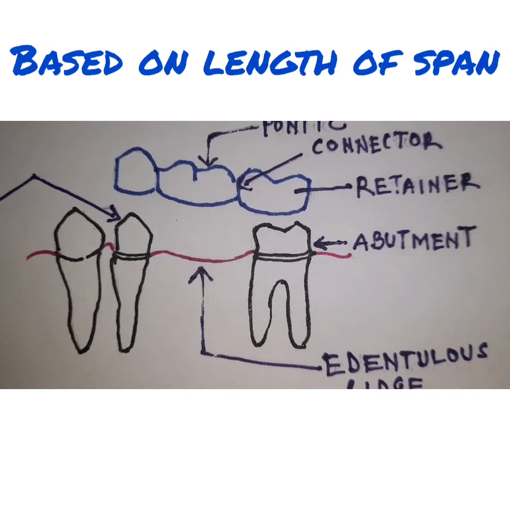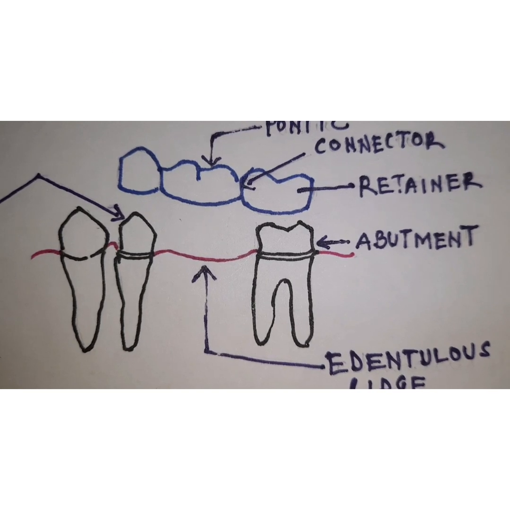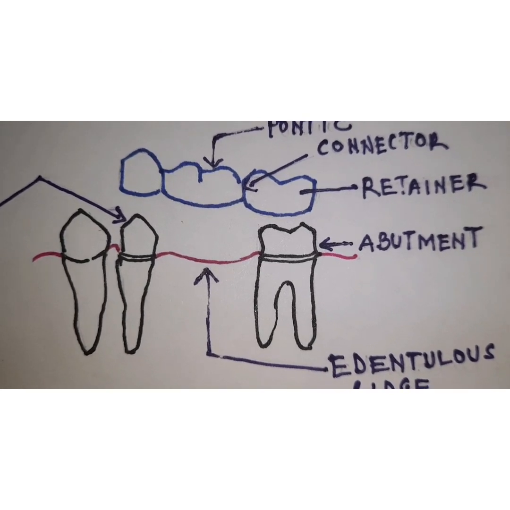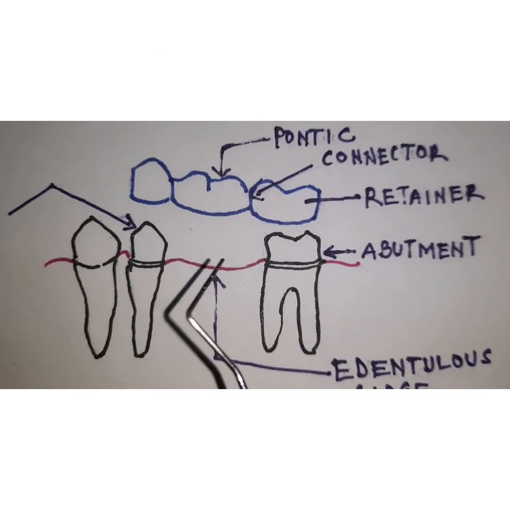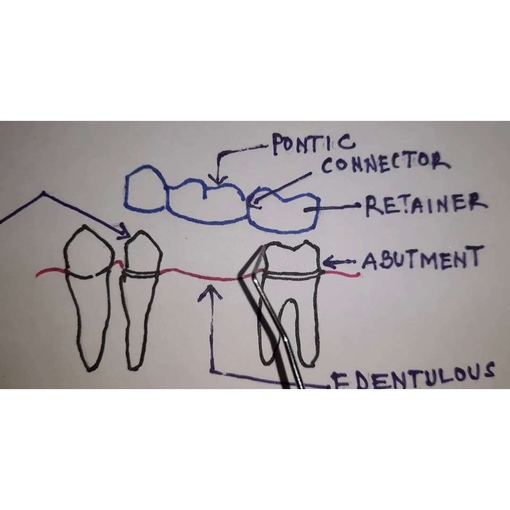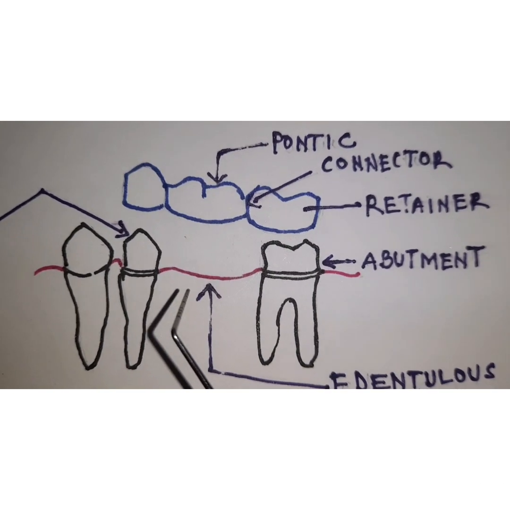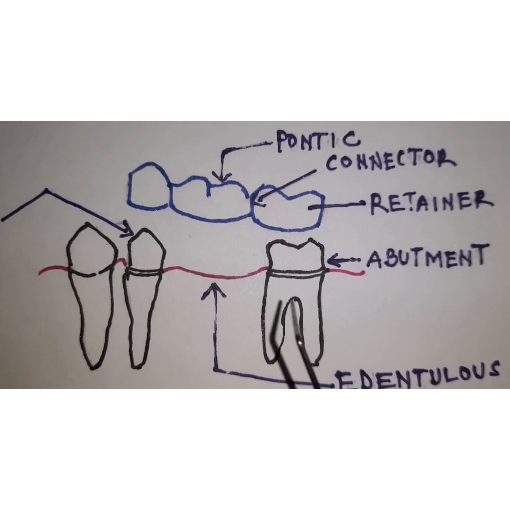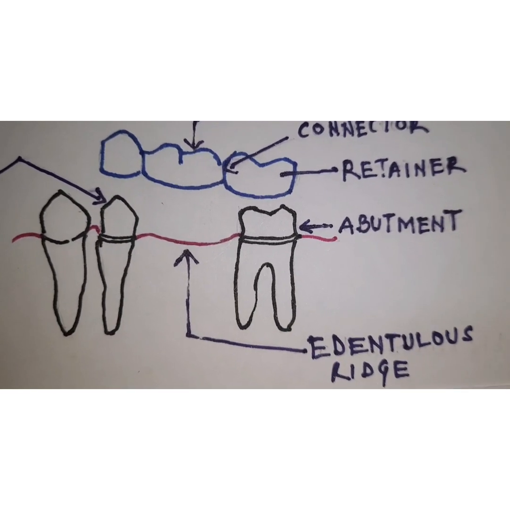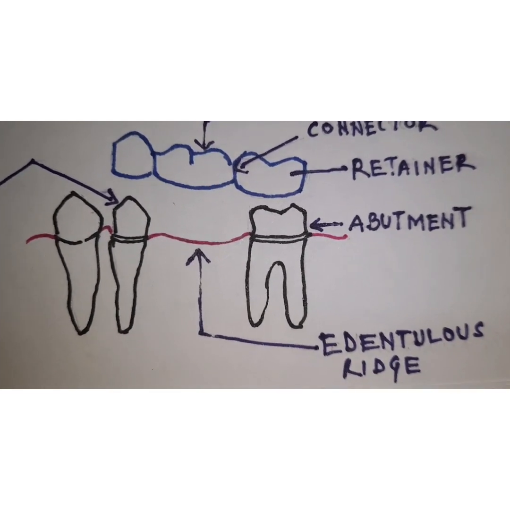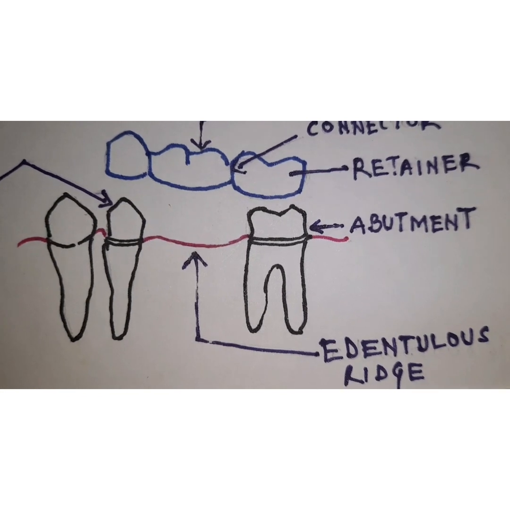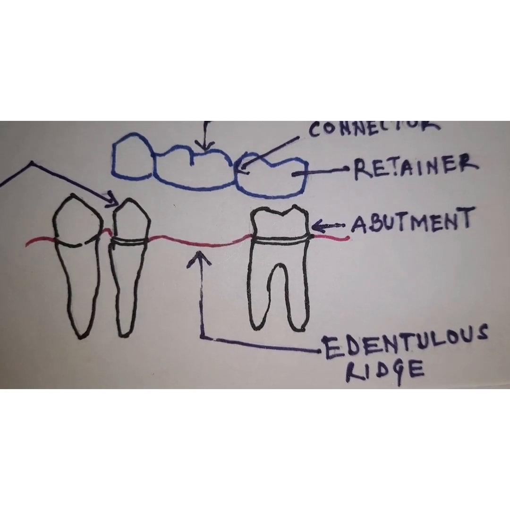Next, the third classification can be on the basis of the length of the edentulous span. You can have a short span FPD, or you can have a long span FPD. When a single tooth or maybe two teeth are missing, you call it a short span FPD. And if you have a number of teeth missing, you call that a long span fixed partial denture.